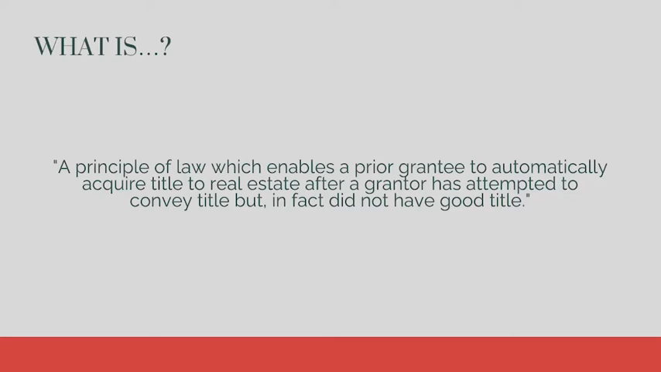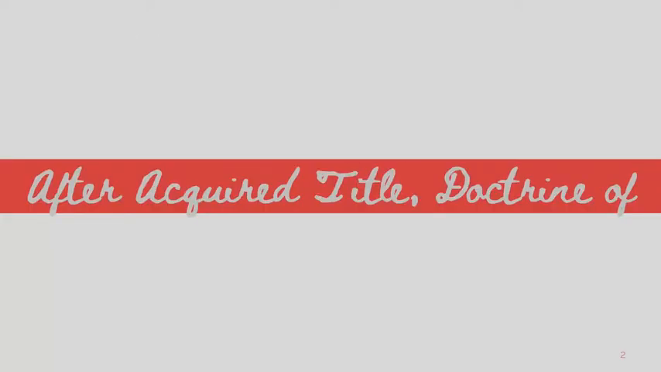A principle of law which enables a prior grantee to automatically acquire title to real estate after a grantor has attempted to convey title but, in fact, did not have good title. Again, a principle of law which enables a prior grantee to automatically acquire title to real estate after a grantor has attempted to convey title but, in fact, did not have good title. After acquired title, doctrine of.